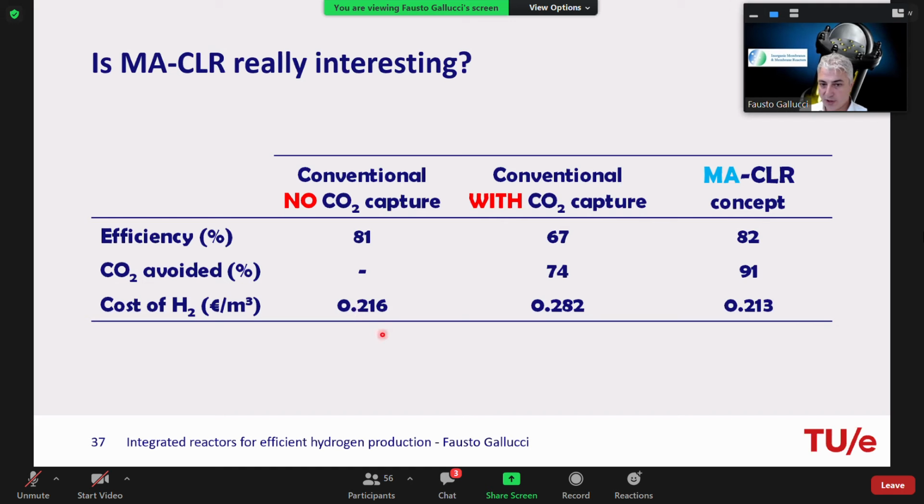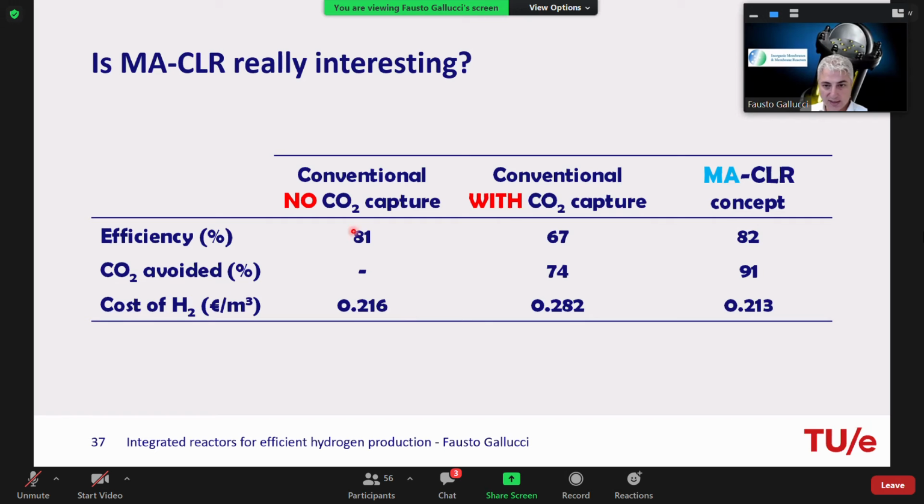So what is important is not this number, it is the comparison. If you take a conventional reactor, this is the cost. If you want to capture the CO2, at least you have to capture 75%. In this particular case, we capture 74%, and you see that the cost is increasing. With the new reactor, the efficiency is still the same, and the cost is very similar, but you capture 91% of CO2. So in principle, today you could produce hydrogen with CO2 capture at the same cost as hydrogen without CO2 capture. So it looks very good.